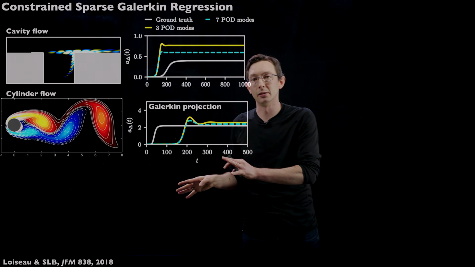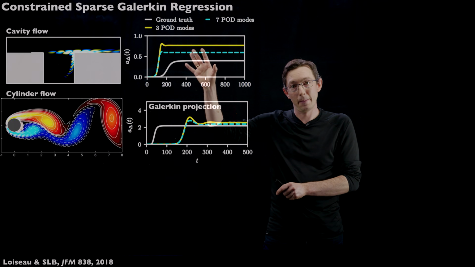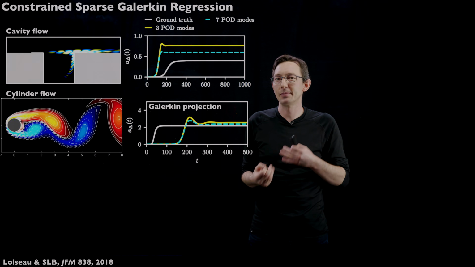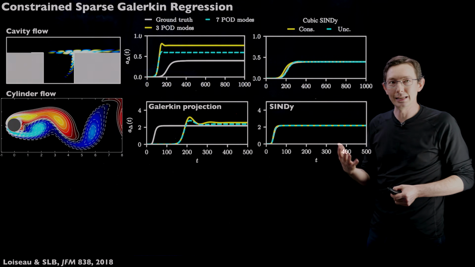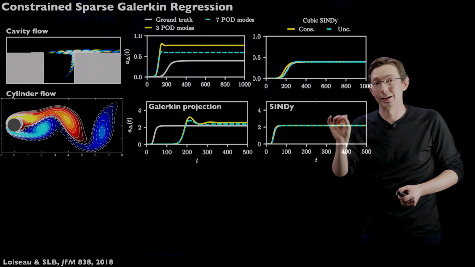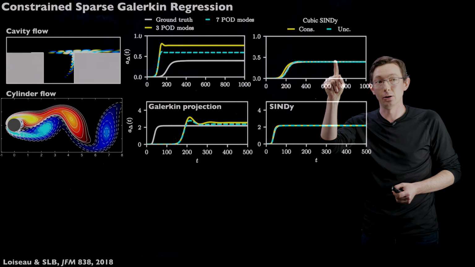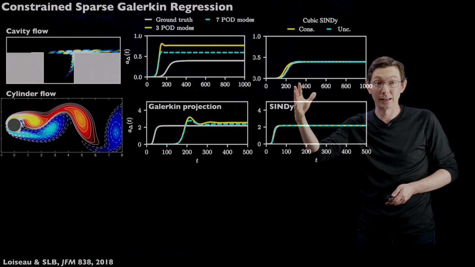The classic POD Galerkin models that everyone's been using for decades are these yellow and blue. And they get the right kind of features, but they have some pretty big errors. But when you do this cubic constrained SINDy algorithm, you get much, much better agreement with the actual trends in the data. So we have less overshoot, we have the right rise time, and things like that.